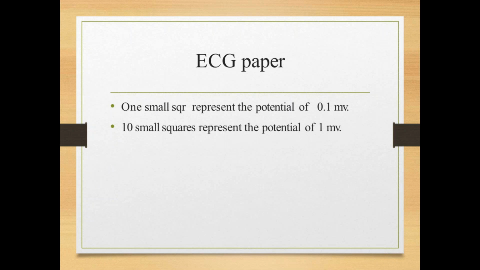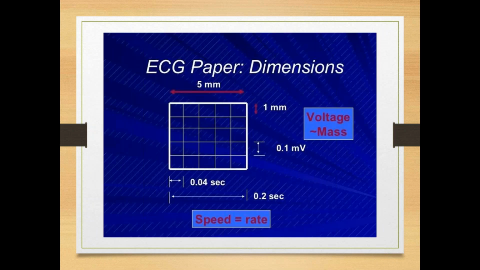One small square in the ECG represents a potential of 0.1 millivolt and 10 small squares represent a potential of 1 millivolt. So this is the diagrammatic representation. This is a large square that you can see on the ECG. These are the 2 dark lines. Between the 2 dark lines, you can see 5 small squares. So one big square gives a length of 5 millimeters, whereas one small square gives a length of 1 millimeter.